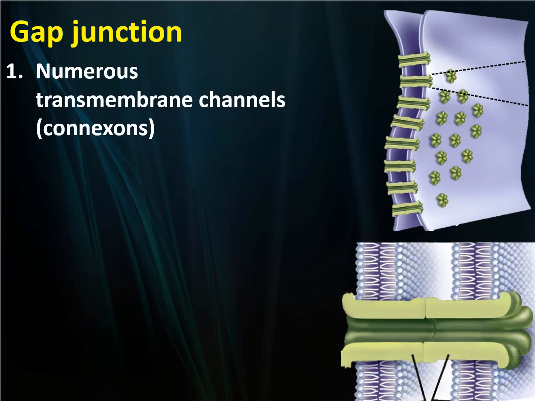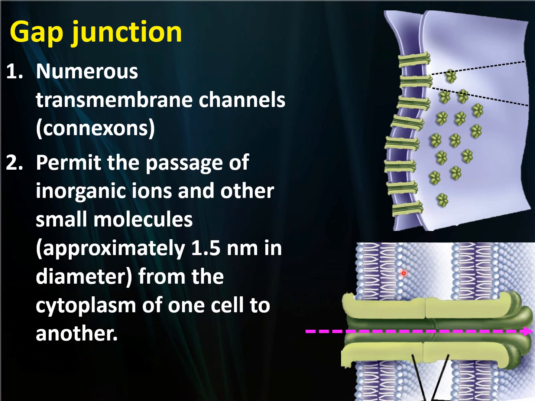The last junction is the gap junction. It is formed of numerous transmembrane channels or connexons. These channels permit the passage of organic ions and other small molecules from the cytoplasm of one cell to another.